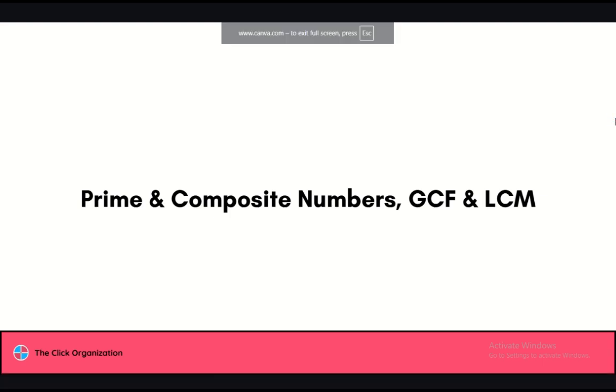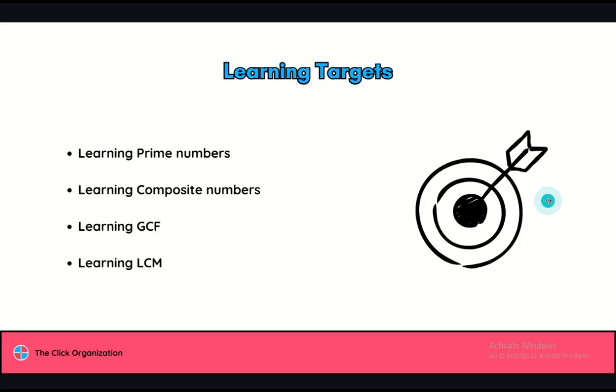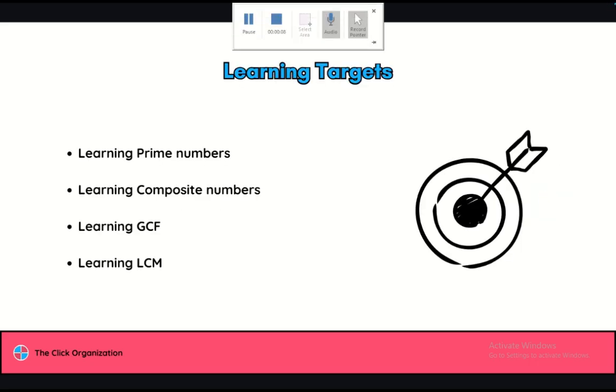Welcome to Prime and Composite Numbers, GCF and LCM. Let's go. The learning targets of today's lesson are learning prime numbers, learning composite numbers, learning GCF, and learning LCM. So today we are filled with definitions, so I need you to bear with me. Let's start.